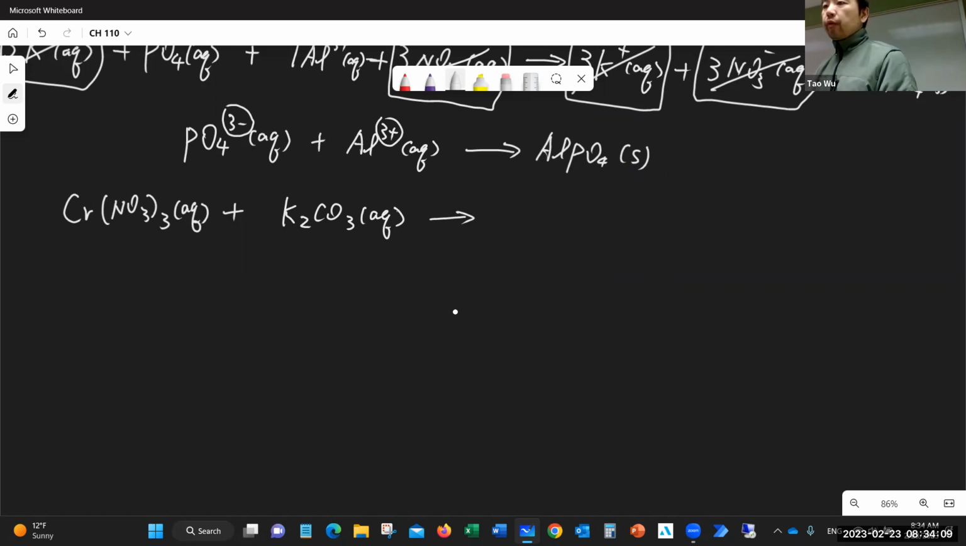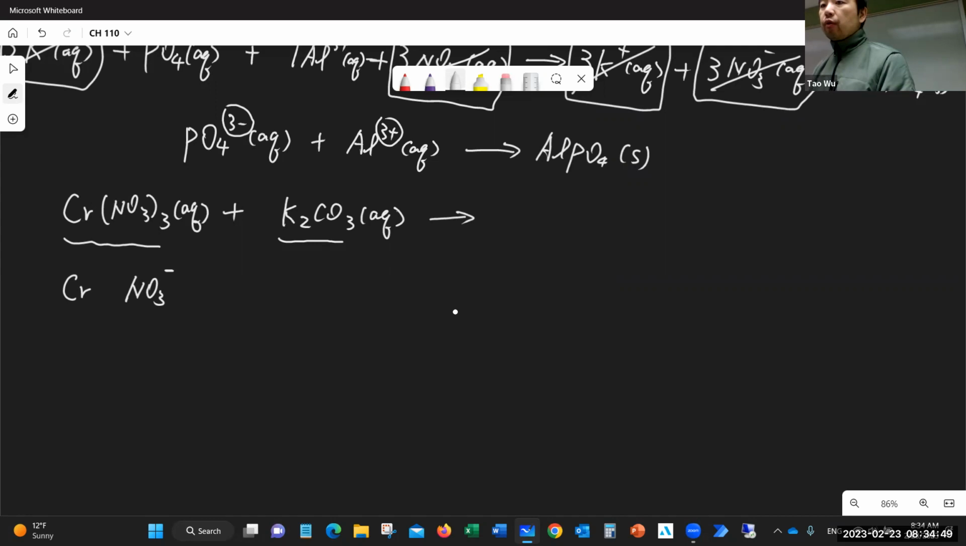Okay, so let's review this. Again, if you want to write a correct formula for the product, you have to recognize what kind of cation and anion each of the species has. This is the first step. So first one, chromium nitrate. What are the ions over there? So definitely we are going to have chromium ions and nitrate ions. We know nitrate has a negative charge, but this chromium, what kind of charge does it have?